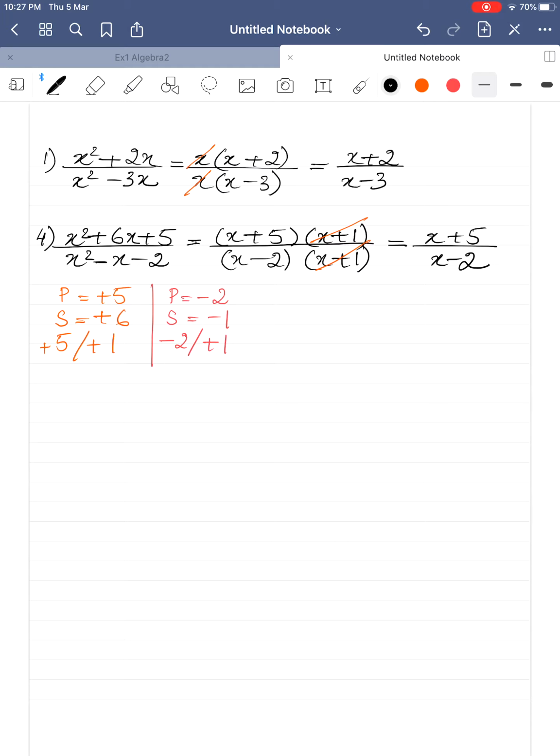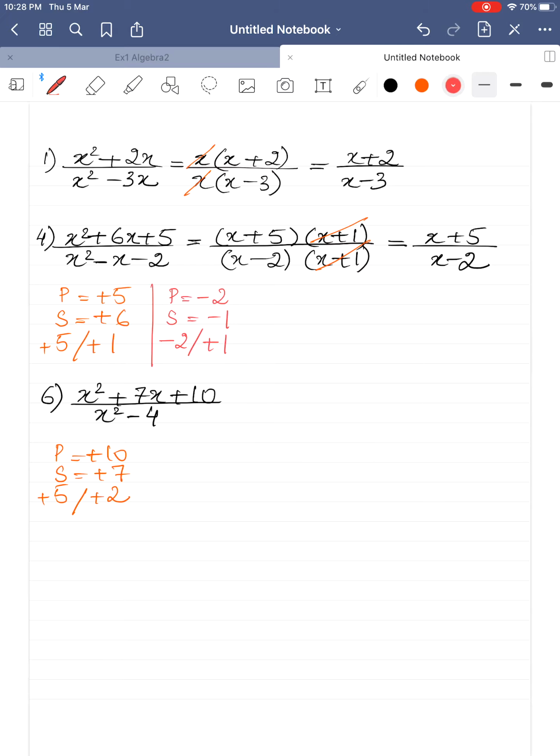Okay, let us try question number 6. We have x squared plus 7x plus 10 divided by x squared minus 4. Again, the numerator can be factorized by the product and sum method as it's a quadratic expression. So our product is plus 10, our sum is plus 7, and the numbers that multiply to give 10 are 5 and 2, and the numbers 5 and 2 add up to give us 7.